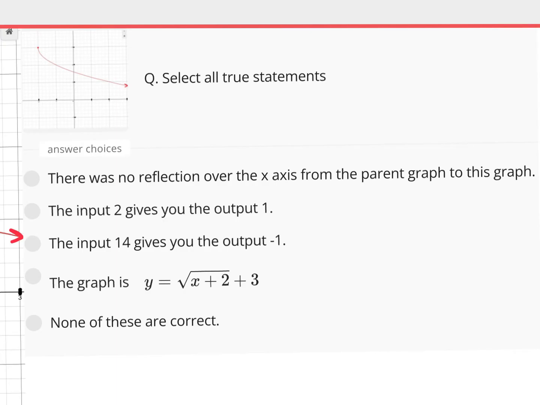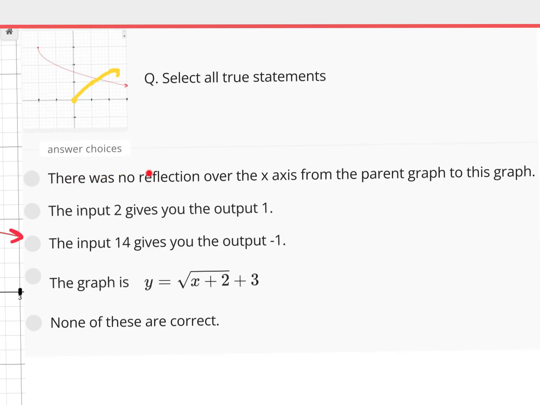So on this one, we're selecting the true statements. It says there was no reflection over the x-axis. And we know that there definitely was a reflection over the x-axis on the transformation from the parent graph to this graph, because the parent graph starts at 0, 0 and it goes up to the right. It doesn't happen that way here. It's going down to the right. So instead of up to the right, it has to get reflected to go down to the right, even before getting shifted 2 over and 3 up.